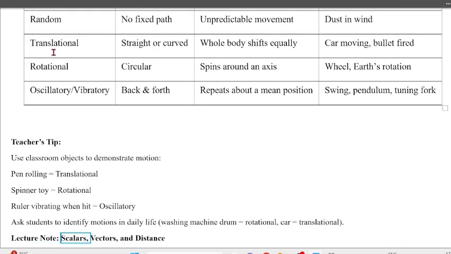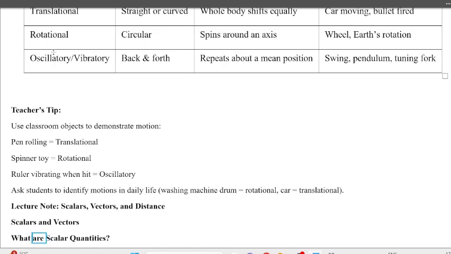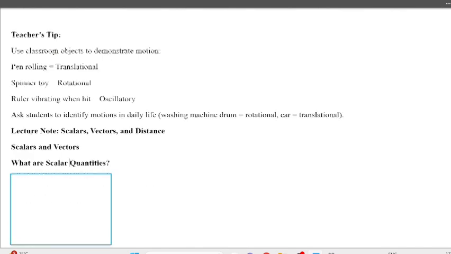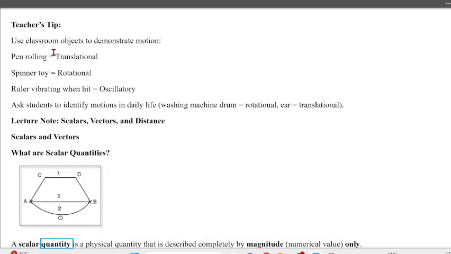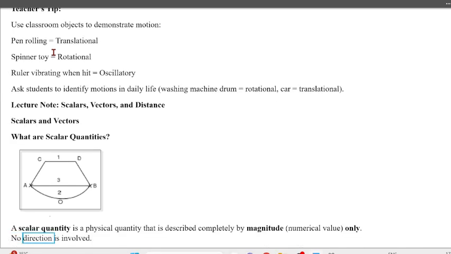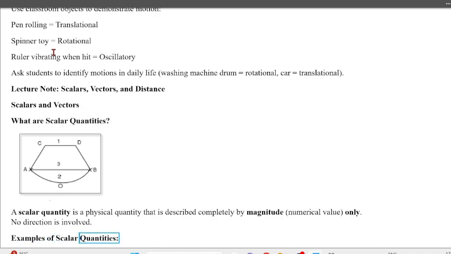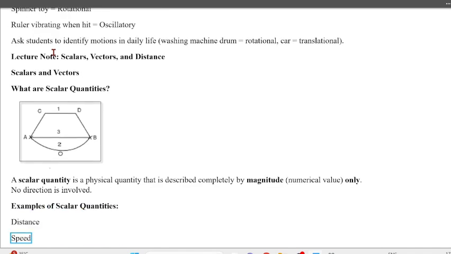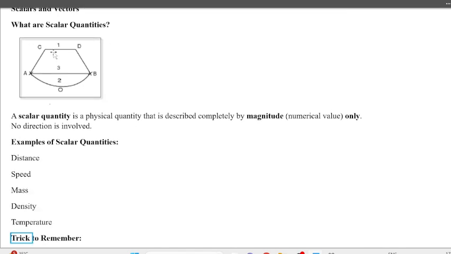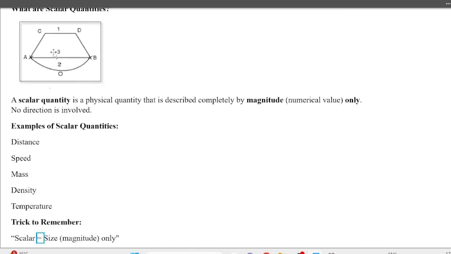Lecture note: scalars, vectors, and distance. Scalars and vectors. What are scalar quantities? A scalar quantity is a physical quantity that is described completely by magnitude, numerical value only. No direction is involved. Examples of scalar quantities: distance, speed, mass, density, temperature. Trick to remember: scalar is equal to size, magnitude only.